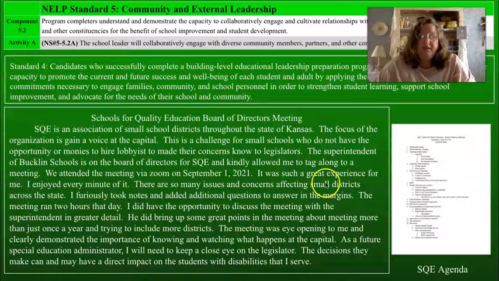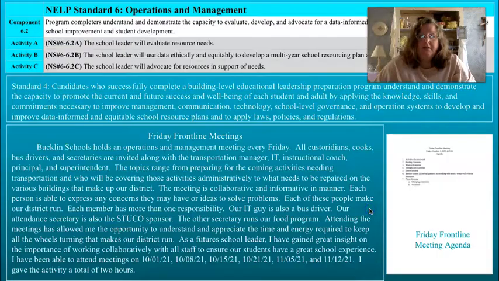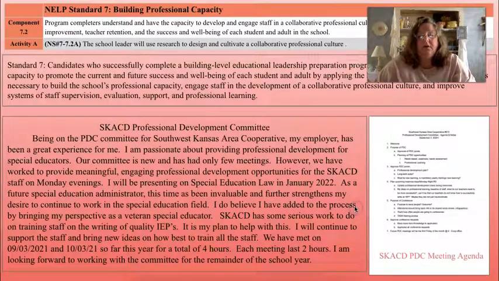Another opportunity for the district was the Schools for Quality Education Board of Directors meeting, which was a great opportunity. I really enjoyed going to that. And lastly, I'm on the Professional Development Committee for SKACD, which is Southwest Kansas Area Cooperative, my employer, and that has been a really great opportunity also. An agenda is hot linked to that.